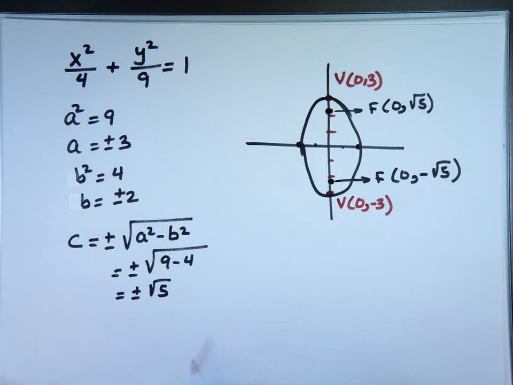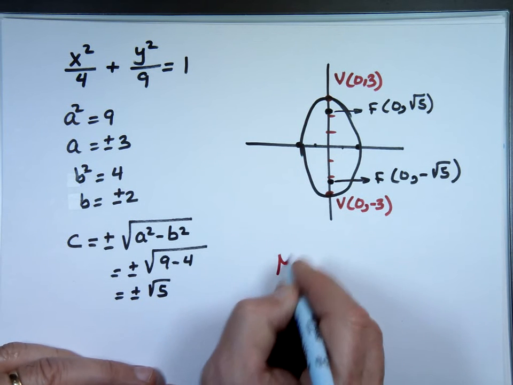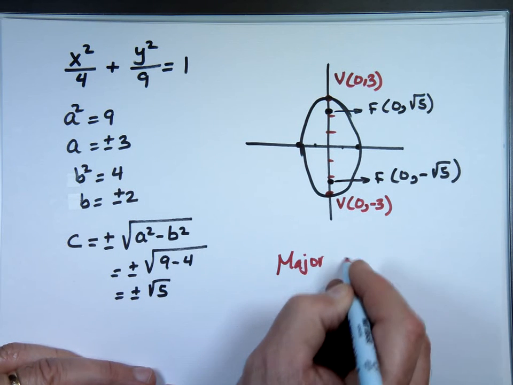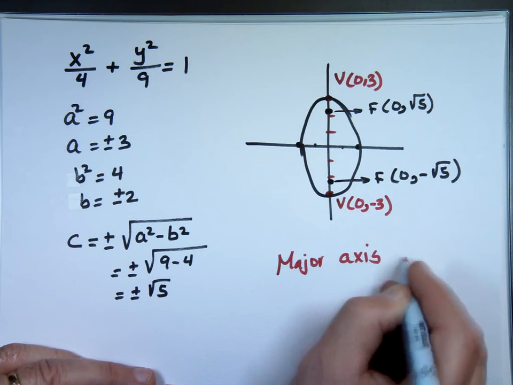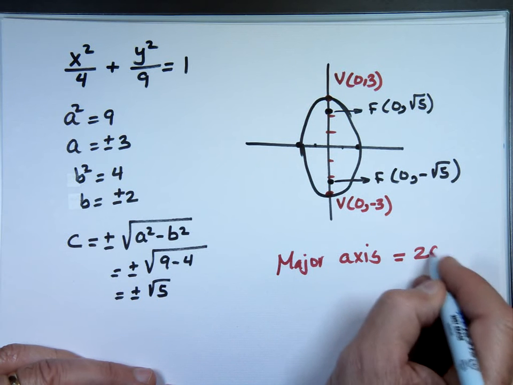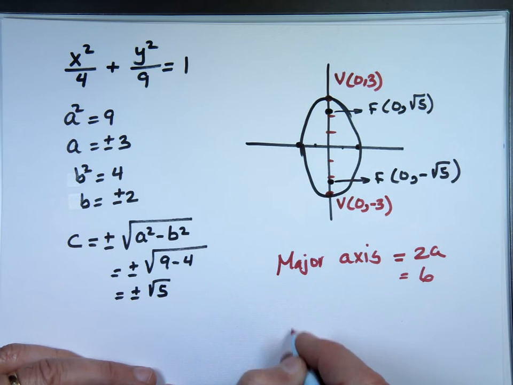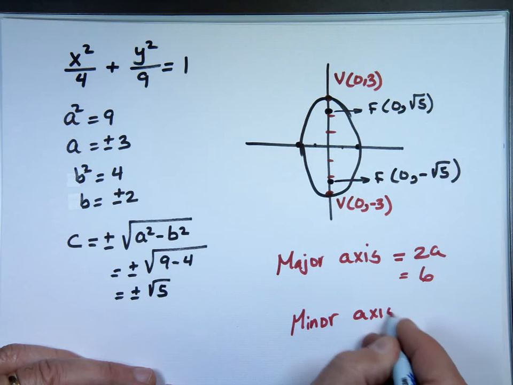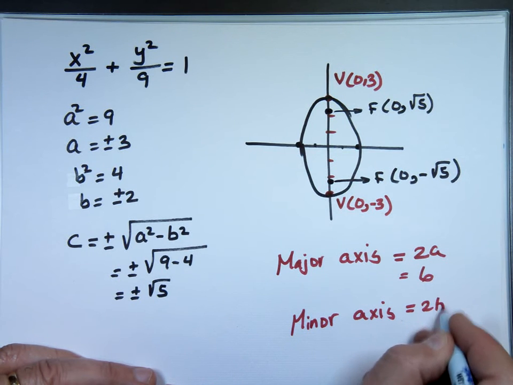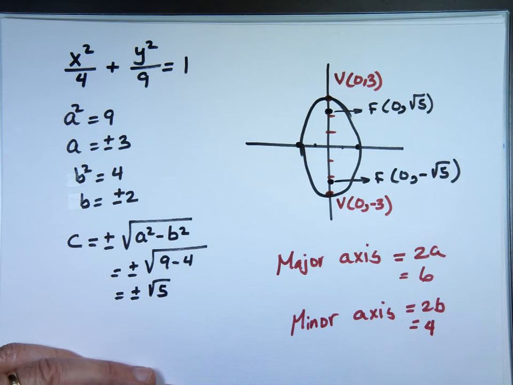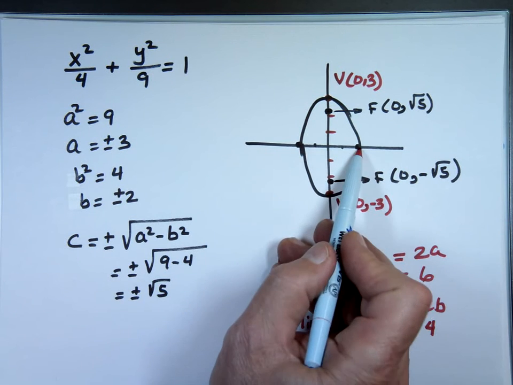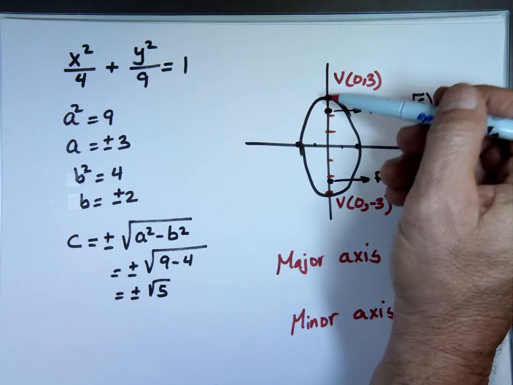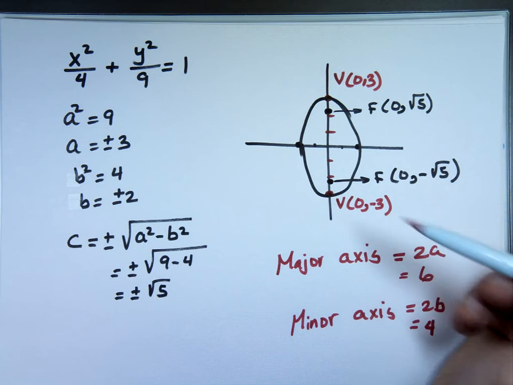Major axis, again, I'm finding everything we know about them. It's 2a, which is 6. Minor axis, 2b, which is what? 4. Again, the minor axis is the distance from this point to that point. The major axis is the distance from the vertex to the vertex.